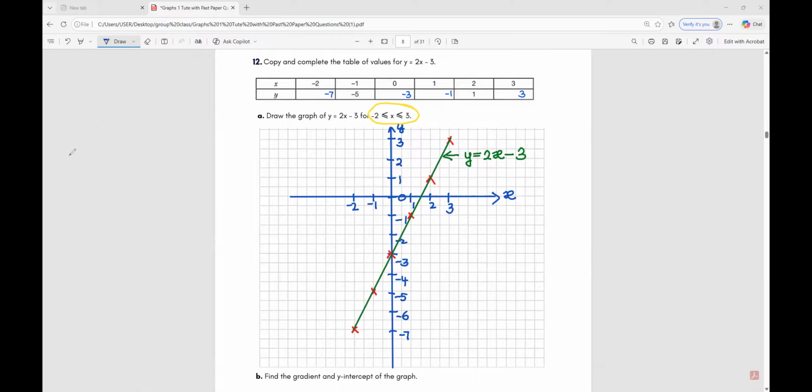Now see this graph. This has a positive gradient. The gradient is positive. The intercept is -3. Positive gradient, intercept -3.